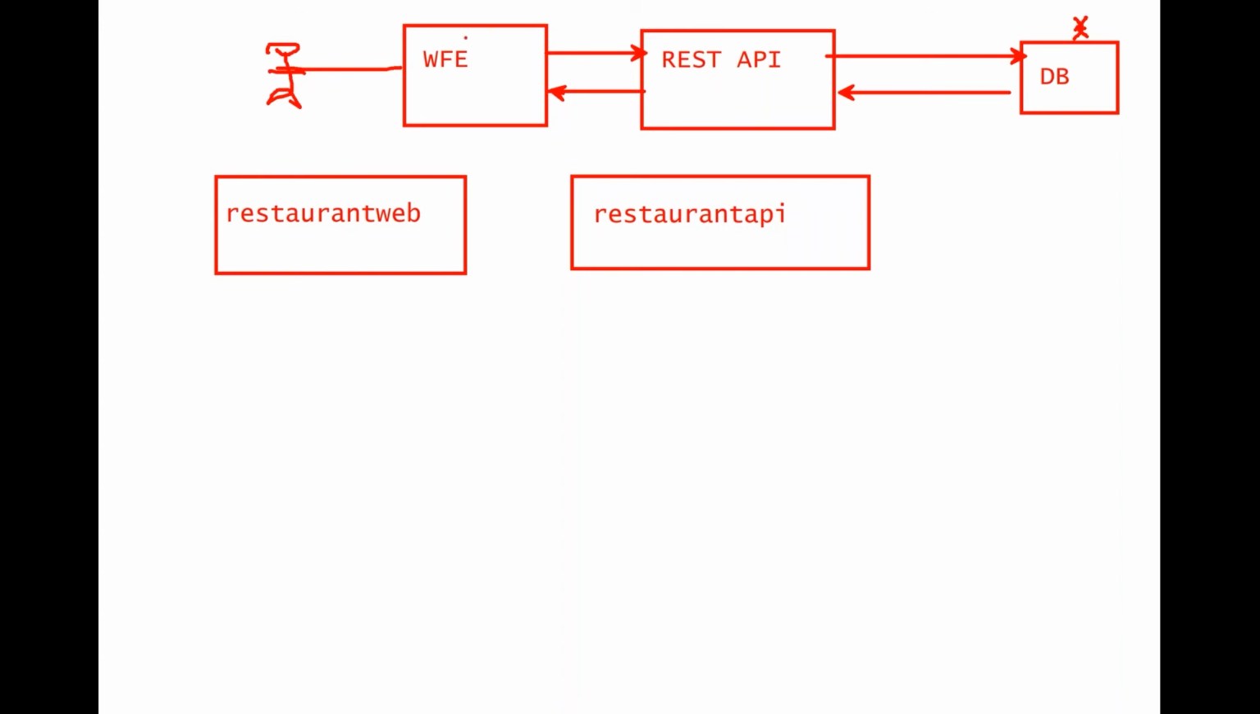So basically, keeping this in mind, we have three separate tiers. We have the web front end portion of the application. We have the backend API.